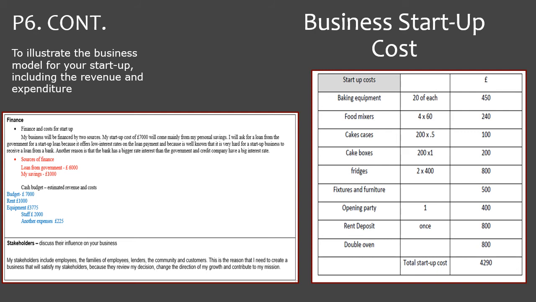To illustrate the business model for your startup, including the revenue and the expenditure. So that's what we are working on. We need to include the revenue and the expenditure for your P6. So I've put it in two different sections here, only because you can present it in the first format here with the red and blue text, or you can put it in this format here. So it's totally up to you how you're going to present this information in your assignment, just as long as you have it.